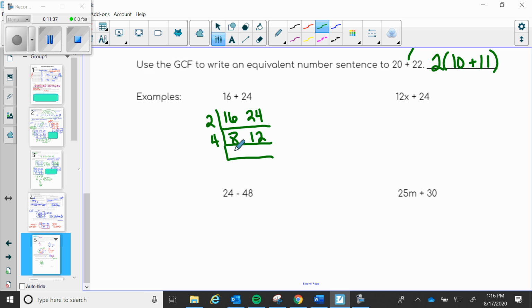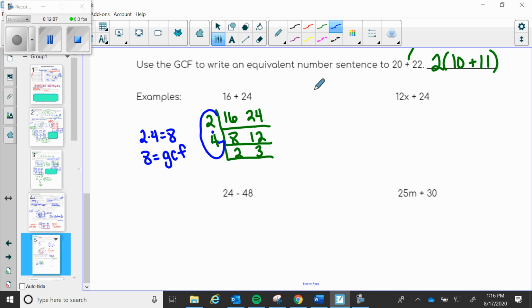Then 8 divided by 4 would give me 2. 12 divided by 4 would give me 3. Now, because there is not a similar factor between 2 and 3, this is where we stop. Now, to find the GCF, you make your G and you multiply. So 2 times 4 is 8. So 8 equals my GCF.